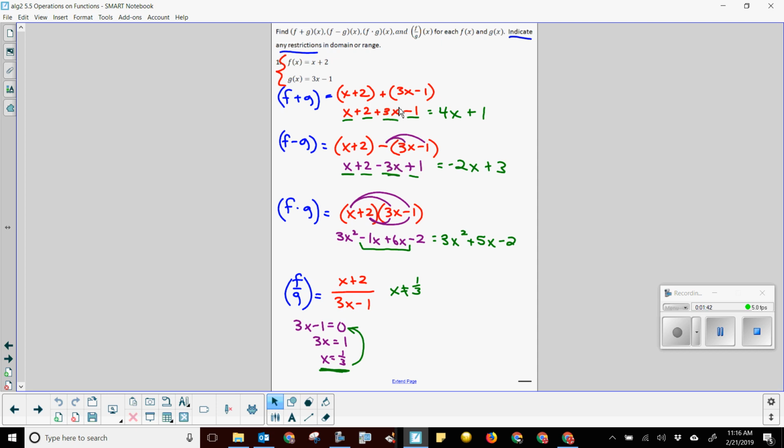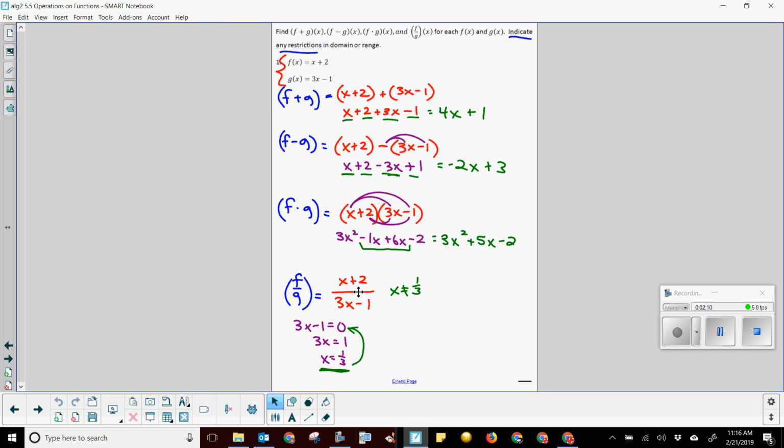F plus g is added. These parentheses don't matter. Combine like terms, simplify. F minus g. Parentheses kind of matter this time because that's going to distribute and change those signs. Then combine like terms, simplify. F times g. This is just foiling. When they're side by side, this is just fancy foiling. And it's not even really super fancy. You know how to FOIL and simplify from there.